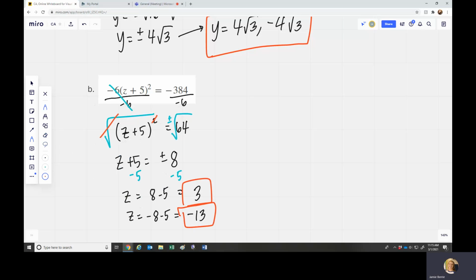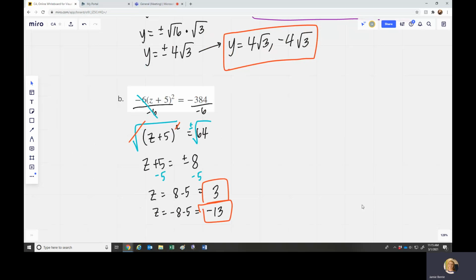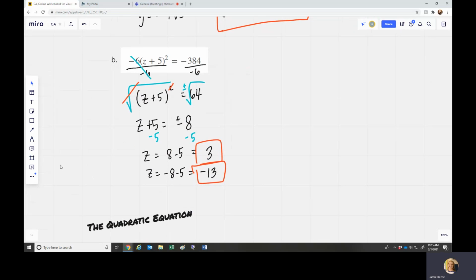negative 13. You do not have to check your answers on quadratic equations, but you can if you wanted to. All you would have to do is just plug them back into the original equation, make sure that the left-hand side is the same as the right-hand side. And that would be how you could check your answer. But you don't have to, the way that you had to for absolute value equations, if y'all remember that.